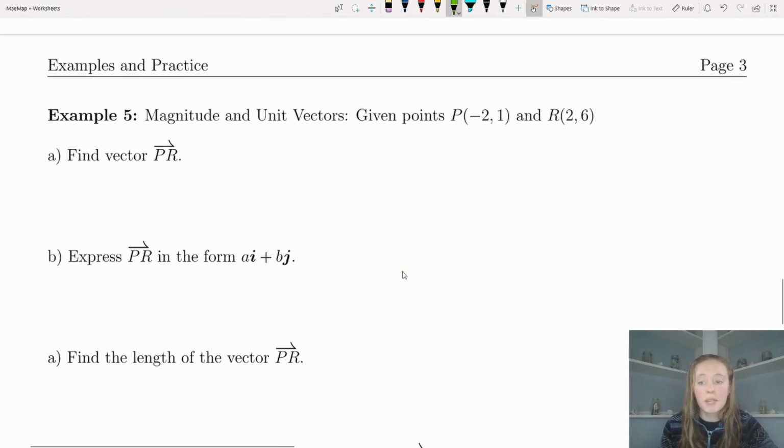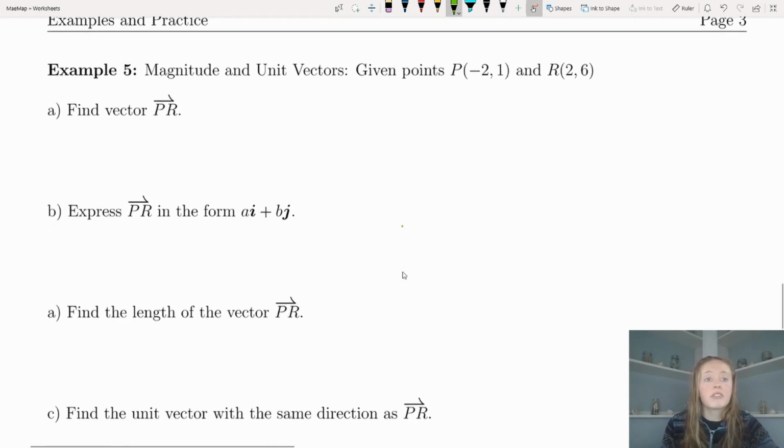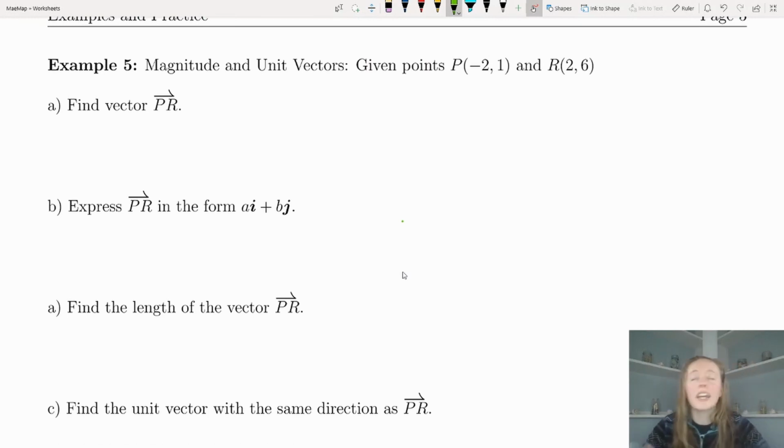Let's jump into example 5. In example 5, we're going to be finding the magnitude and dealing with unit vectors. It says given points P (-2, 1) and R (2, 6), we're going to find vector PR. Remember, that's going to be head minus tail.